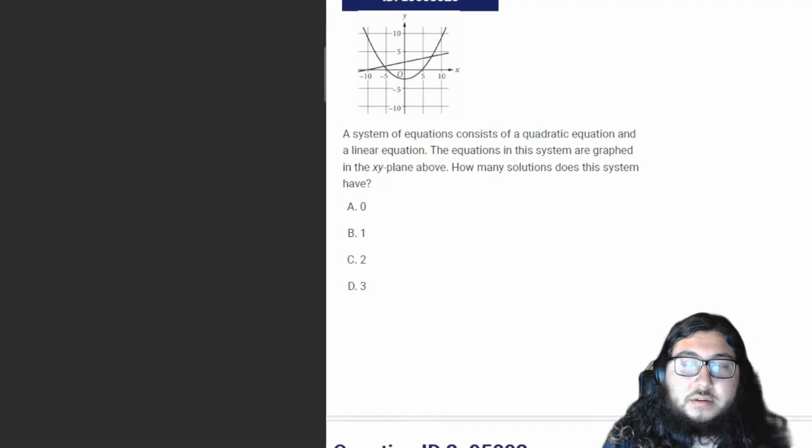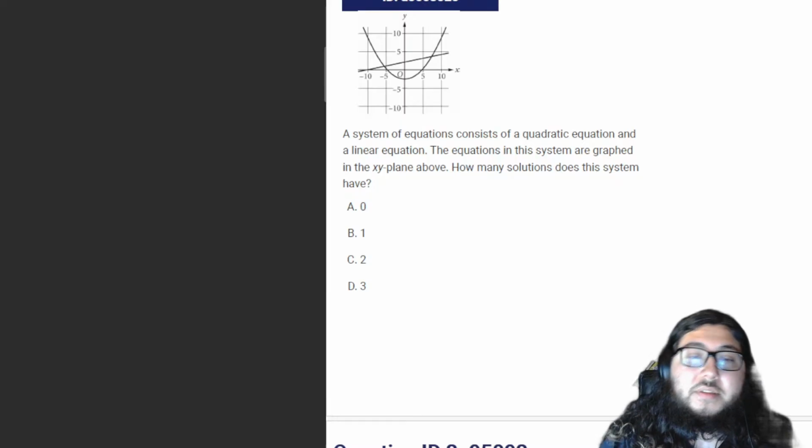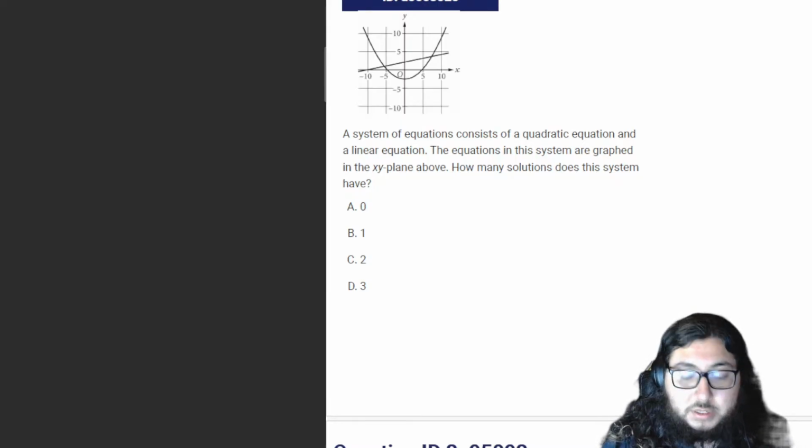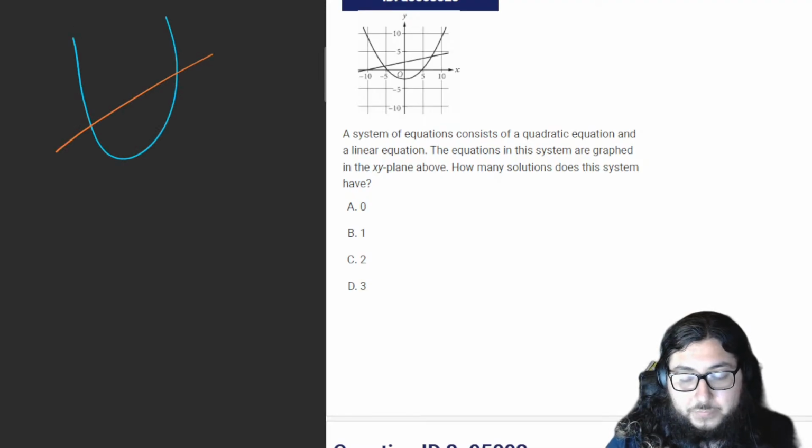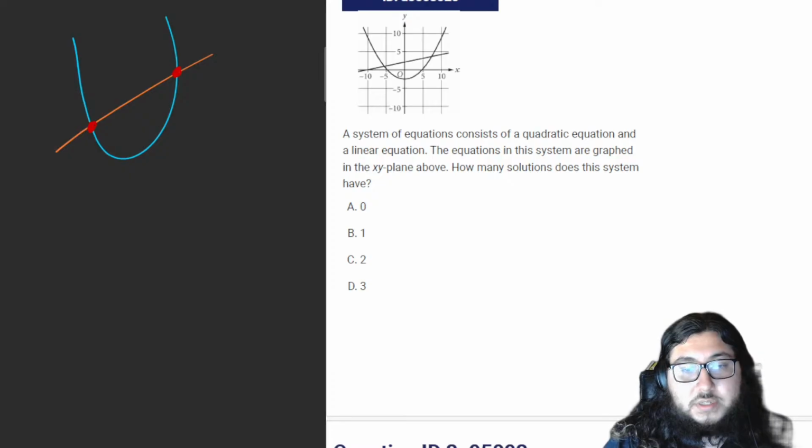So I'll see what you guys think. In about 5 seconds, we'll reveal the answer. All right. So the answer to this is actually C. It's 2. Because as we can see, if I mimic the drawing, something like this, we have 2 intersection points, 2 points at which the graphs meet. So those 2 points are the solutions, and therefore this system of equations has 2 solutions. And that's really all there is to that problem.